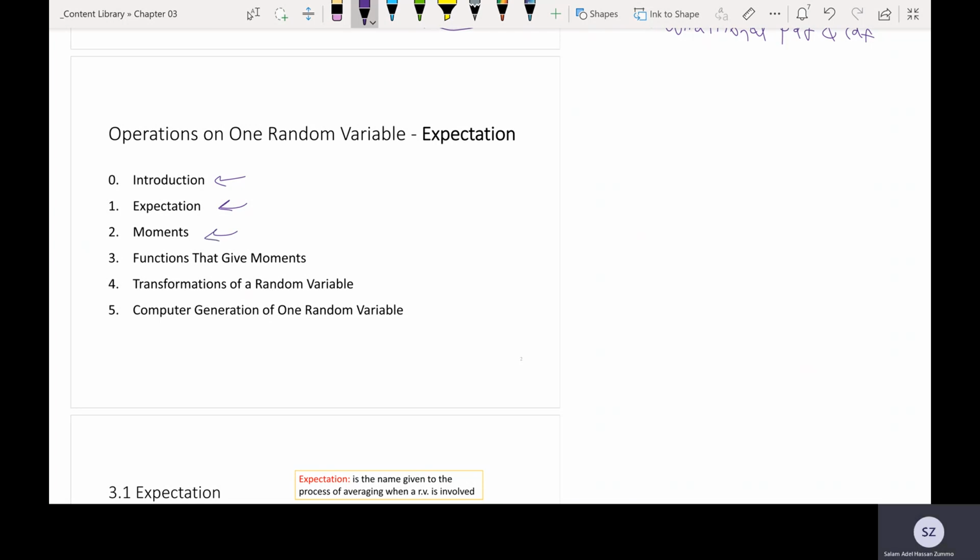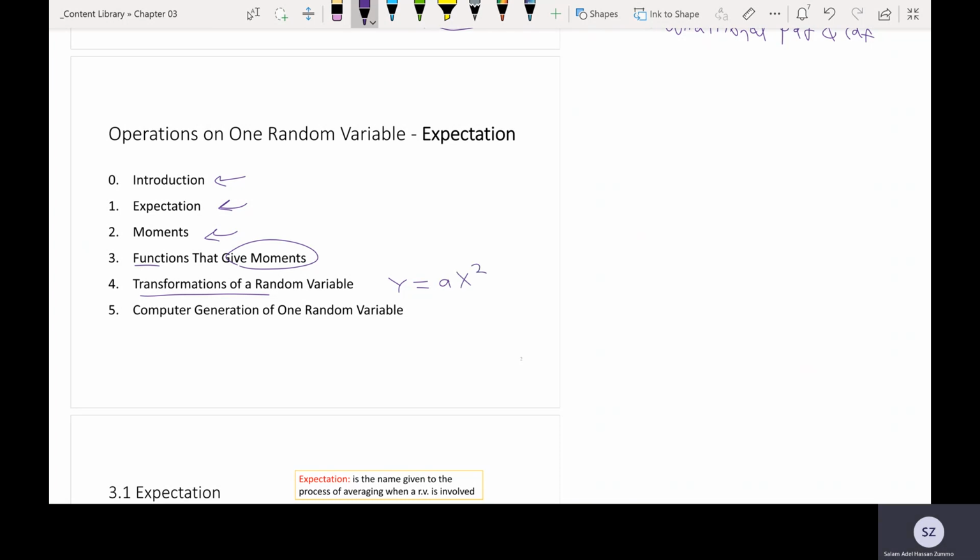نستخدم كلمة الاكسبكتيشن هذه, defining the moments. We'll talk about it, and then some functions that give us the moments in an easy way. هنشوف the moments, calculating the moments is not easy. So there are some functions that calculate the moments for us in an easier way. And then the transformation of the random variable, y equals ax, for example, square, let's see.